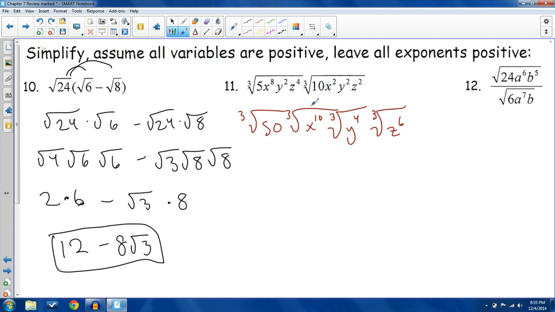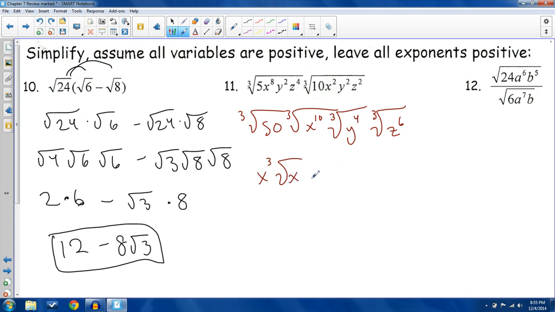Remember, we divide by 3 with exponents here. This one I can't do anything about. Cube root of 50, unless you can think of something, I can't break that down. It looks like that's going to be a part of your radical. Okay, for the x's, 10 divided by 3 is 3 remainder 1.